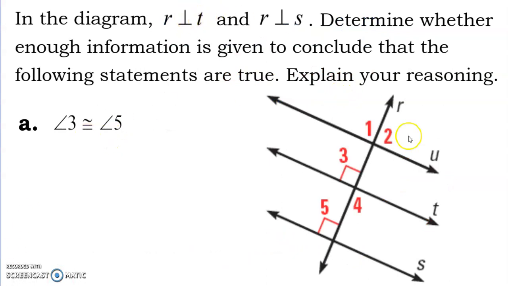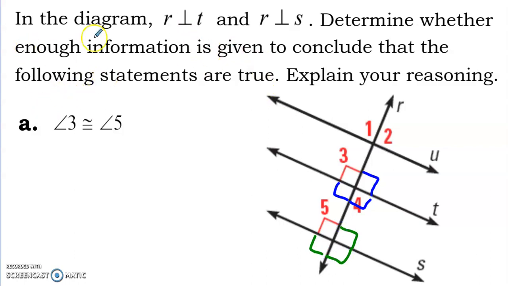So they told me that line R is perpendicular to line T, which means that since angle 3 here is a 90 degree angle, and since line R is perpendicular to line T, we also know that these other three angles are 90 degrees. And line R is perpendicular to line S. So since angle 5 is a right angle, we know that all four angles here are right angles.